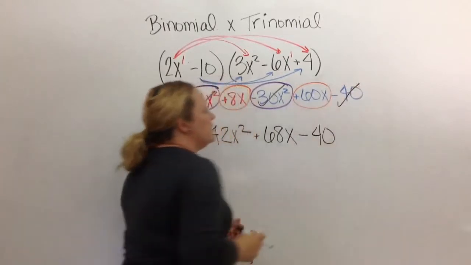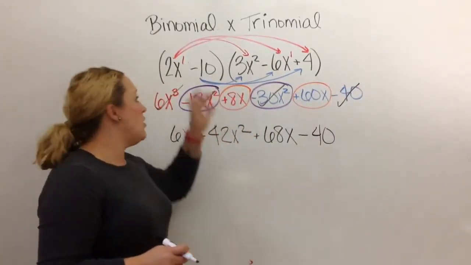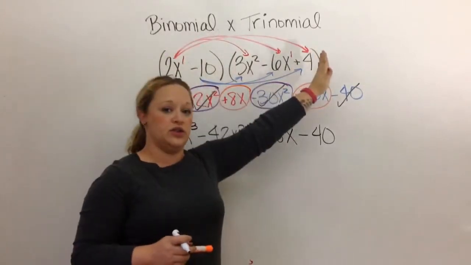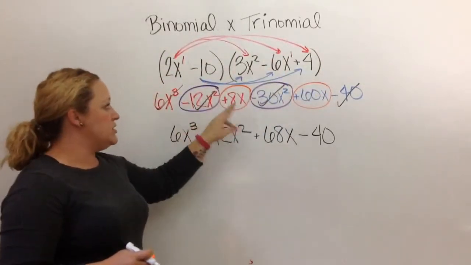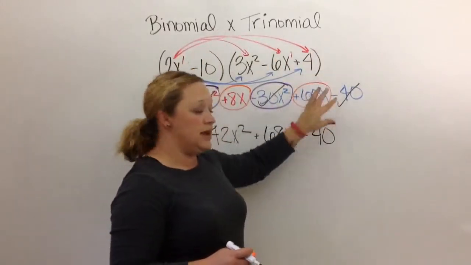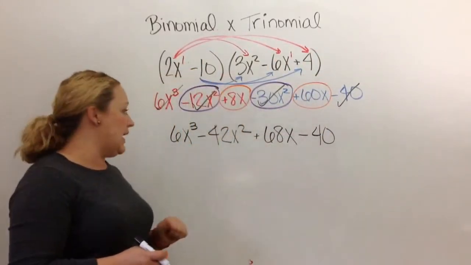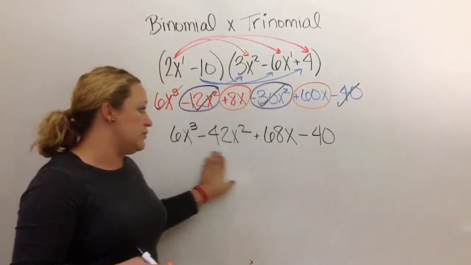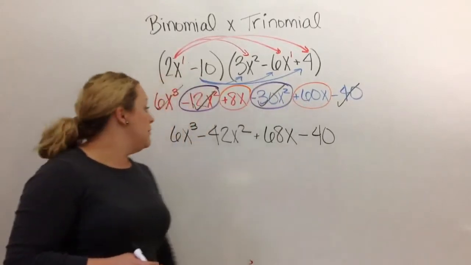And you're finished. So, a binomial times a trinomial, you take the first term and multiply it by all 3 other terms. We get our answers. We take our second term and multiply it by all 3 other terms, get our answers, and then we combine like terms. This cannot be simplified anymore. It's as simplified as it can go. So, that's good to go.